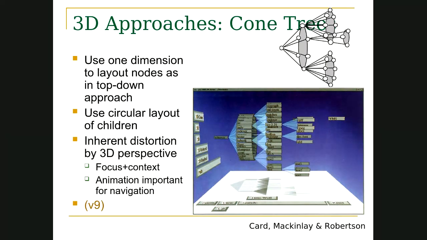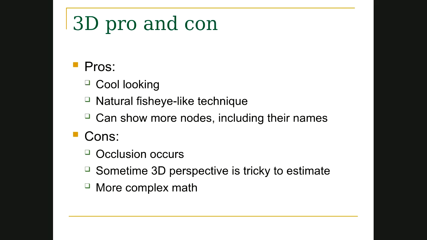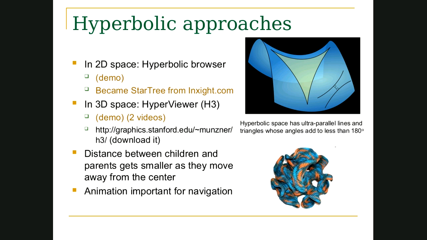Just naturally, they appear a little bit bigger. So that's what the 3D perspective really allows us. It's more natural than anything else. It's cool looking. That's the fisheye technique I was talking about. Things that are closer to us naturally appear bigger in 3D. Occlusion still occurs. 3D perspective is sometimes tricky to estimate, and it's more complex math.